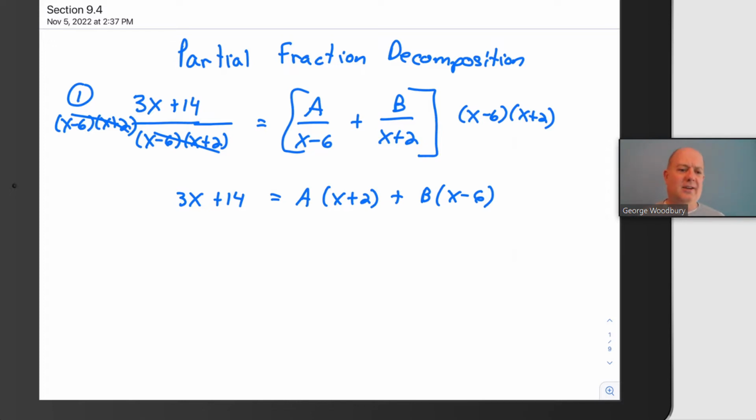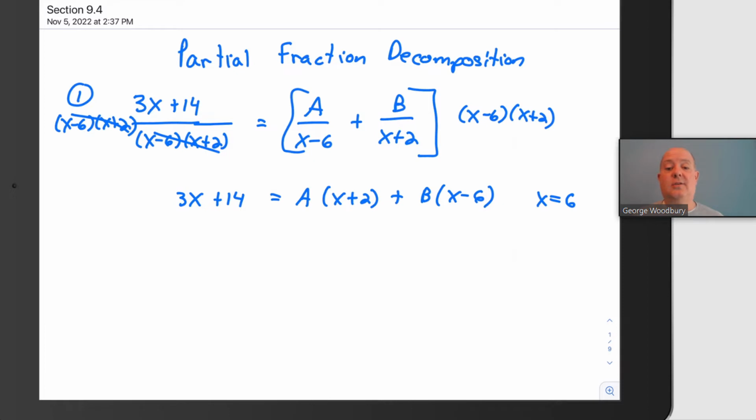Why did I say x equals 6? Well, if I plug in 6 for x, that last term on the right-hand side is going to be B times 0, and that unknown will disappear, leaving an equation that just has A in it. So I'm going to do that.